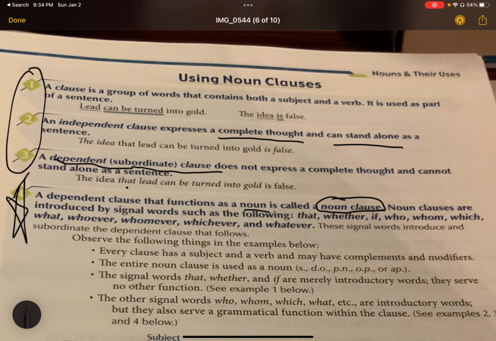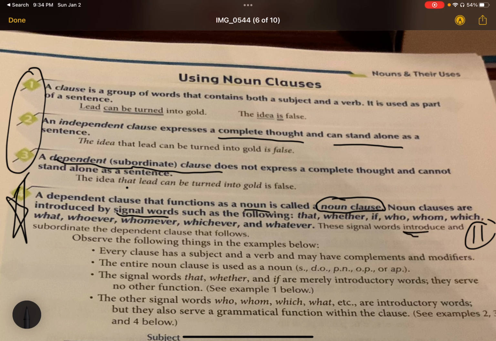Noun clauses are introduced by certain signal words, and I want you to memorize these signal words. There are 11 signal words I want you to memorize. It makes it easier to spot the noun clauses if you'll go ahead and do this. For the rest of the year, we're going to be learning about several different kinds of clauses, and one way to tell them apart is by the signal word, or the word that starts out the clause.